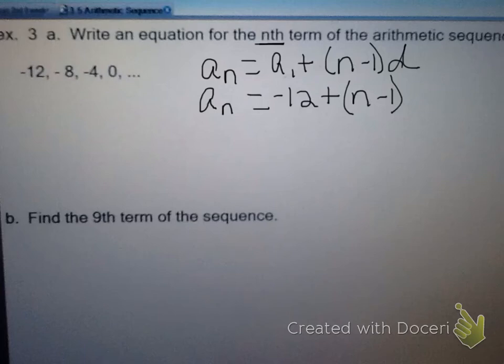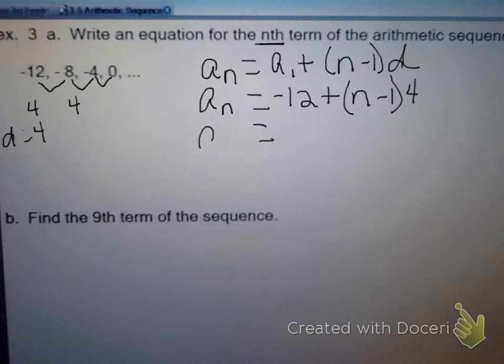Now we have to go over here and look to see what our common difference is. From negative 12 to negative 8, we added 4. From negative 8 to negative 4, we added 4. From negative 4 to 0, we added 4. So my common difference is 4.